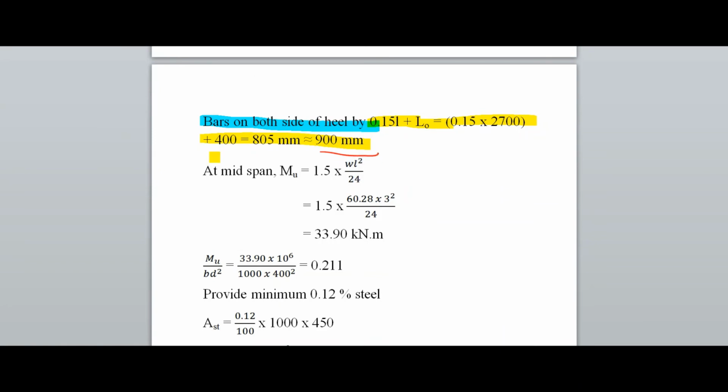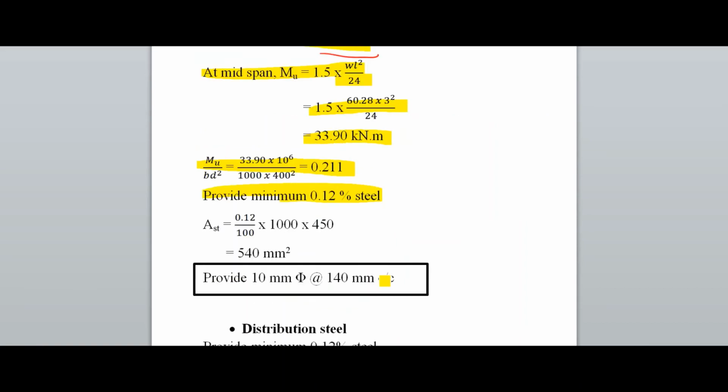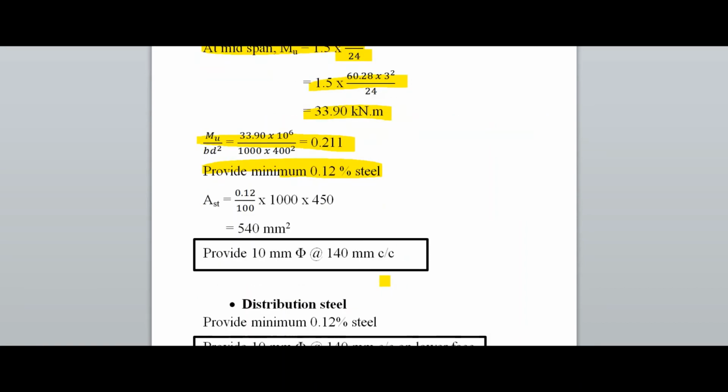Now at a mid-span design, Mu is WL square by 24, which is 0.211. So provide 0.12 percentage of steel. So AST by the 0.12 percentage is 540 mm square. So provide 10 mm dia at 140 mm center to center.